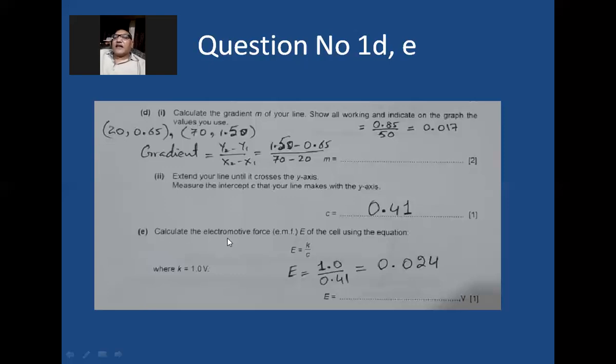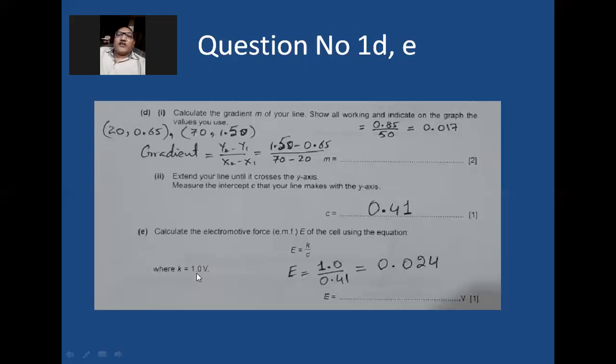The E part is: calculate the electromotive force, EMF E, of the cell using the equation. Here, this equation is given. The equation is E equals K by C, where C means the y-intercept, which is approximately 0.41, and K means the gradient. So what's the meaning of K? K is given here.